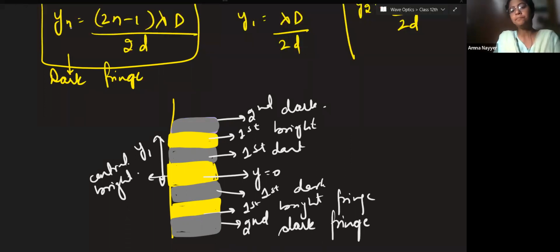Yes, class. Now this was the separation between the fringes. What is the length or the width of a single fringe that we want to calculate? So how can you calculate the width?